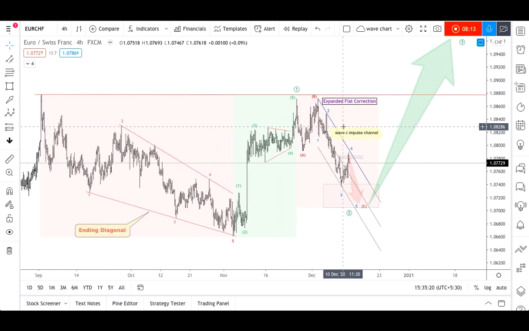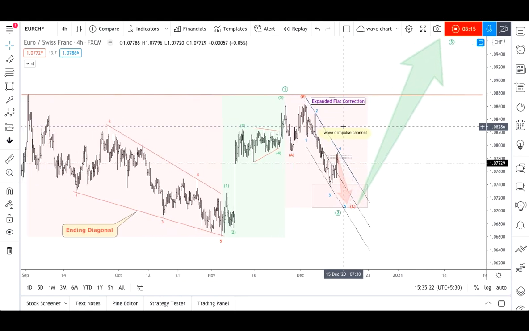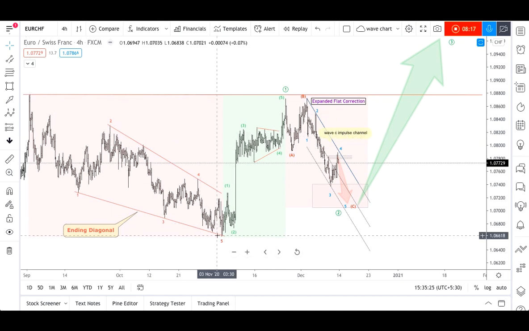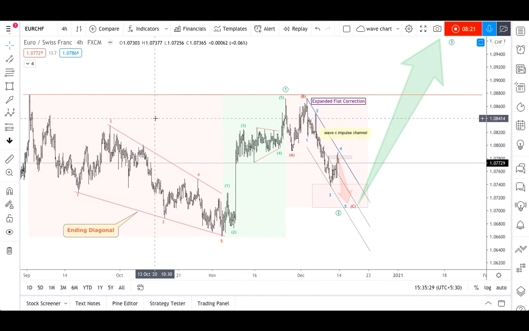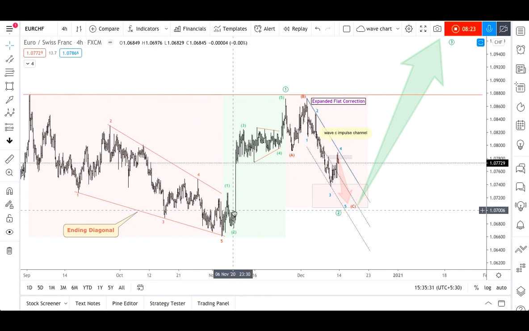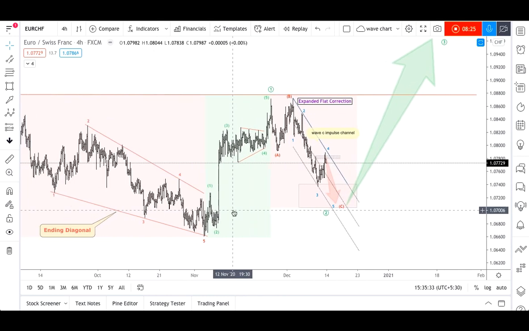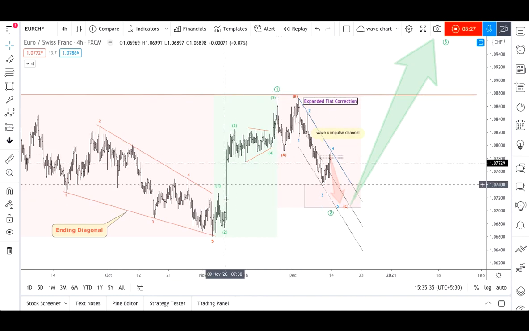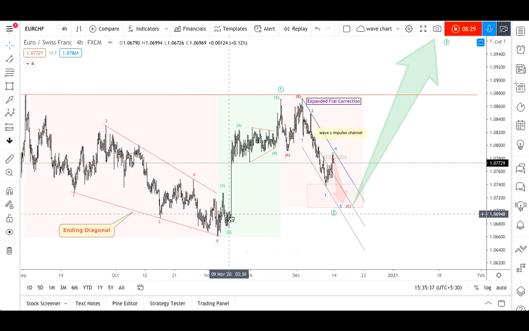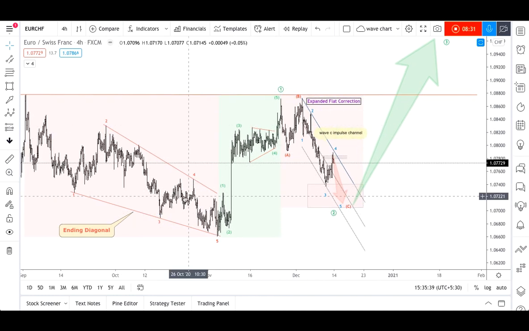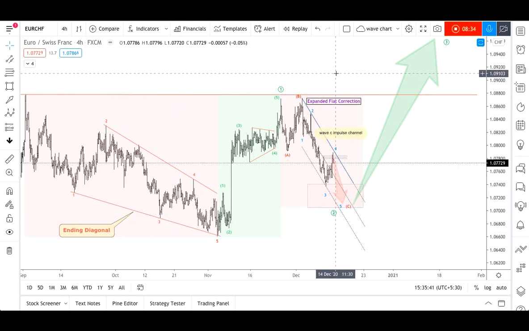So what have we learned in this idea? We have learned the ending diagonal pattern, okay? And what is the target level for the ending diagonal? We have from where it has started, and from that level we have to see whether it is going in a corrective manner or an impulsive manner. So it is going in an impulsive manner, so we can say that this ends the previous correction and we are progressing in the upward direction, right?